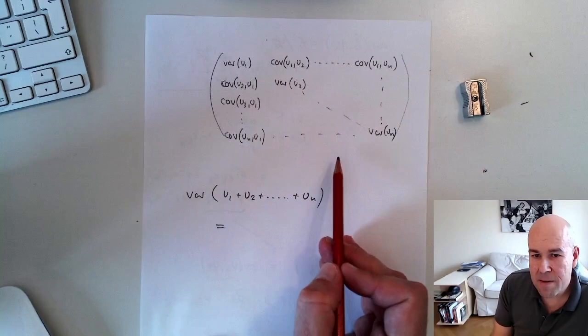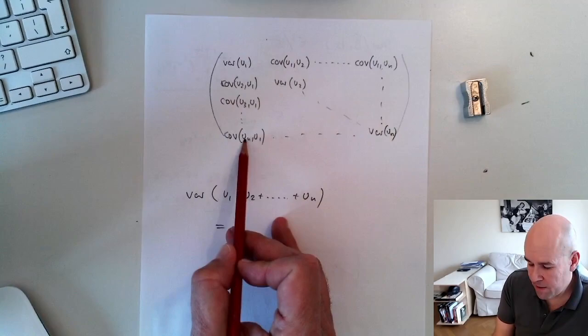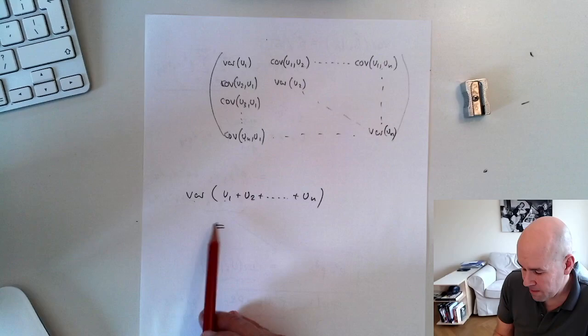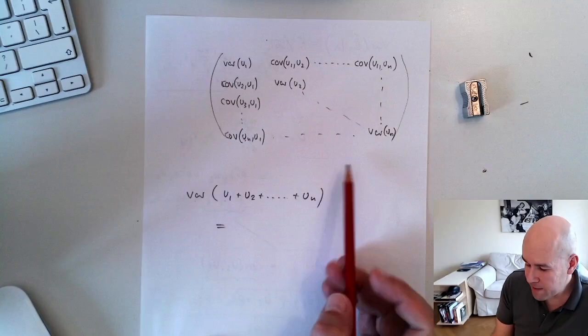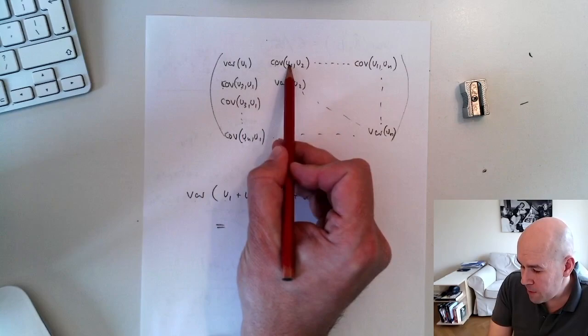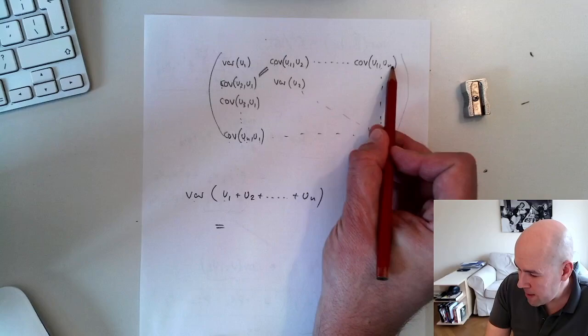So you know already that the variance of the sum is equal to the sum of the variances if all these covariances are zero. If these covariances are not equal to zero, then all you have is really the sum of all these elements. And now, where does the 2 come from? Well, the covariance between U2 and U1 is equal to the covariance between U1 and U2. So these two are equal. And whatever, the covariance between UN and U1 is equal to the covariance between U1 and UN.